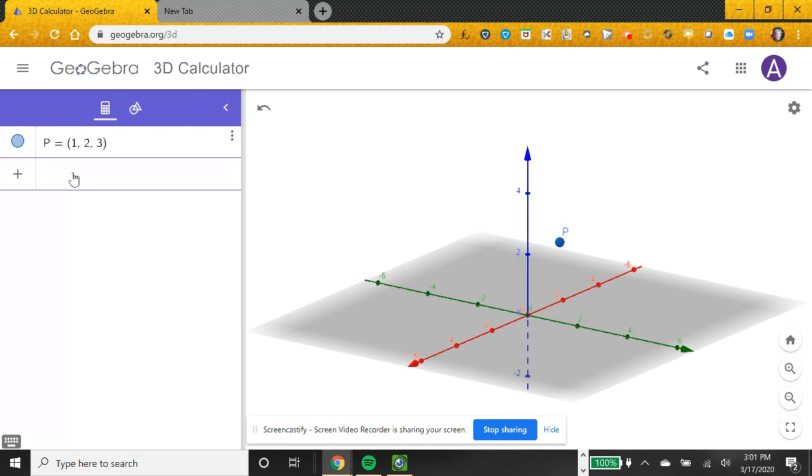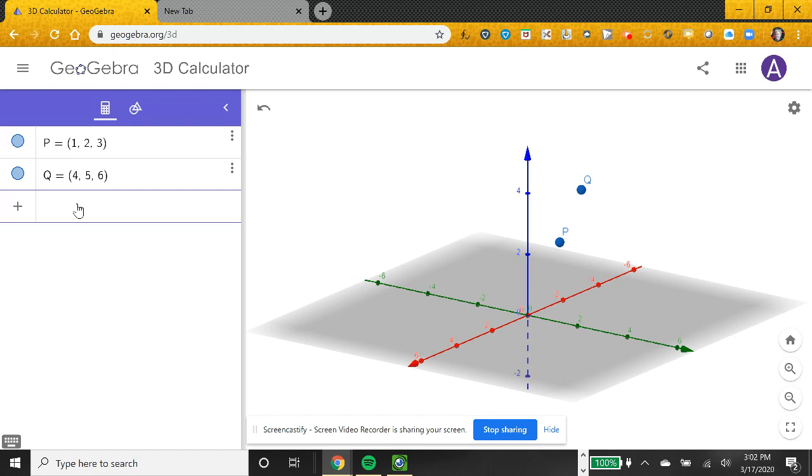All right, and so let's do another point, and we'll say that is our 4, 5, 6. There's our point. And if I press enter, that's going to give me another A here, but I want to make that Q. And there's our point.